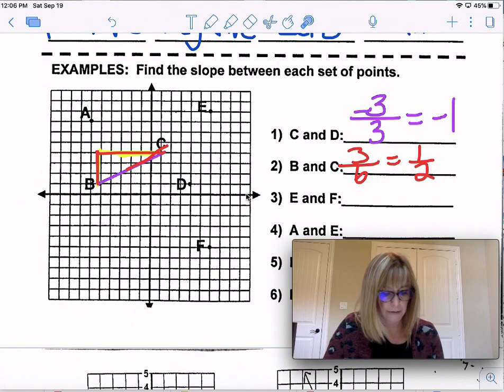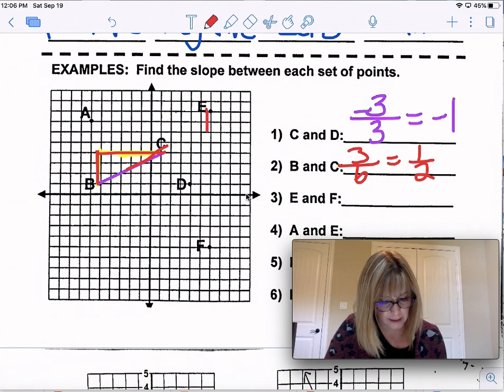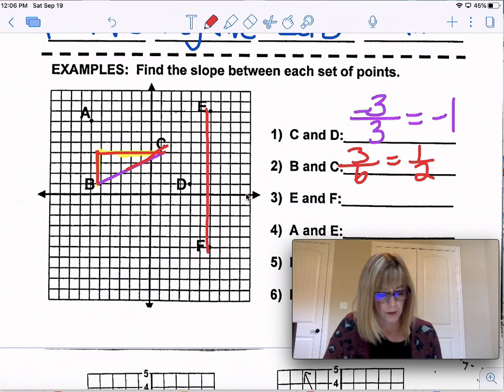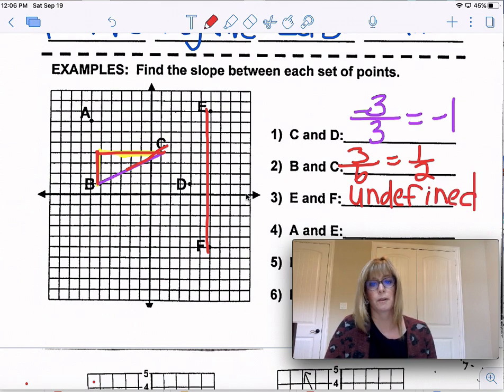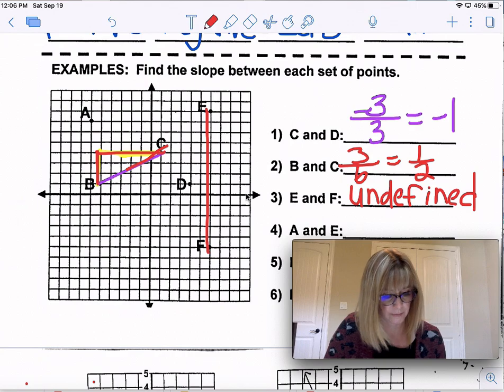Okay, E to F. Well, notice this is a vertical line, so we just know that to be undefined. There's not a ratio that's going to represent that steepness of that line, the slope of that line. It's just going to be undefined.